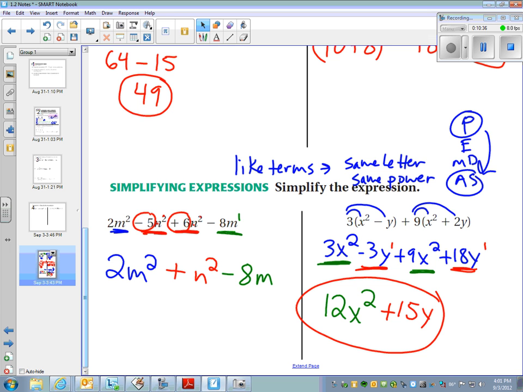Again, combining like terms will come in handy when we're dealing with functions. When we add two functions together, we have to combine like terms. When we subtract them, we have to combine like terms. So all this stuff will come in handy later. We're just starting out a little bit easier, working our way up into the more difficult function type of problems.